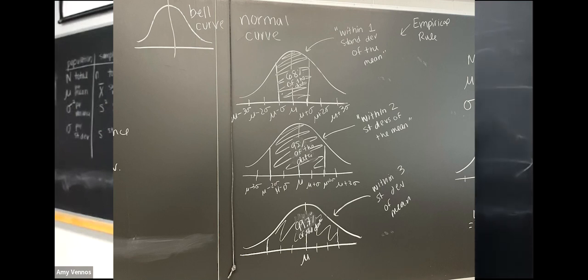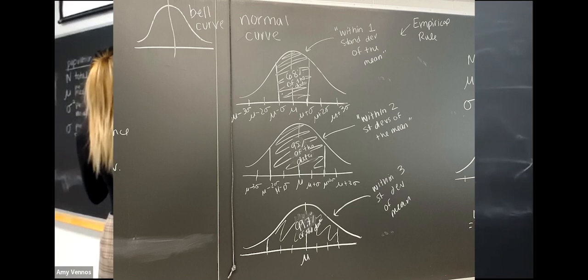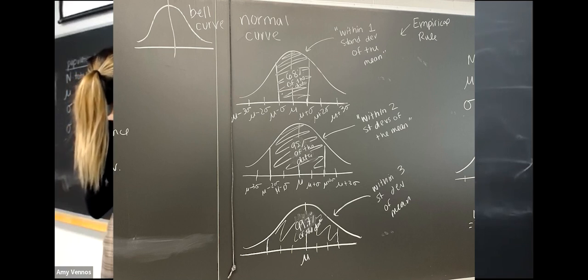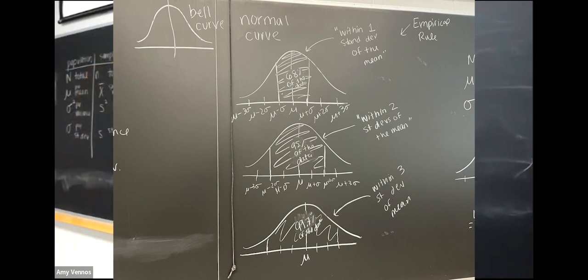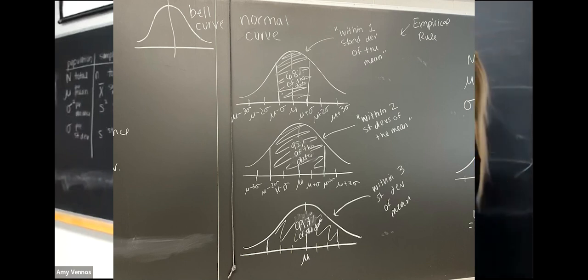Now, since the normal curve is so common, statisticians have been studying this for so long. And what they've discovered is that within 1 standard deviation from the mean, we actually know that 68% of the data is right in the middle between -1 standard deviations and +1 standard deviations away from the mean. Okay, so 68% of all our data points are right in the middle, right there. Any questions so far?